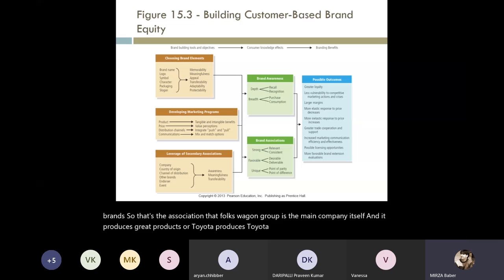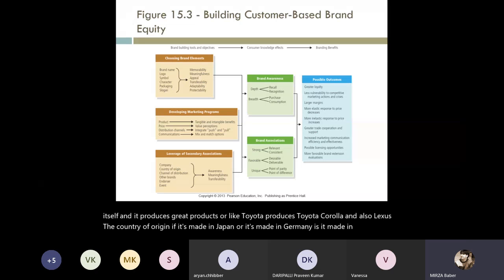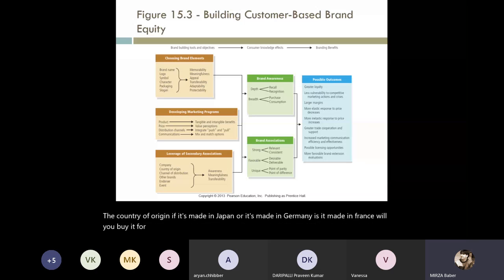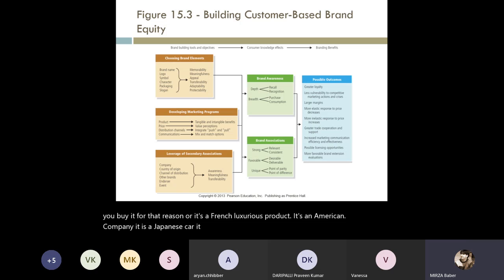The country of origin, if it's made in Japan or it's made in Germany, is it made in France? Will you buy it for that reason? Or it's a French luxurious product. It's an American tech company. It is a Japanese car. It is a German tank, whatever it is, okay? Country of origins also have perceptions associated with this.